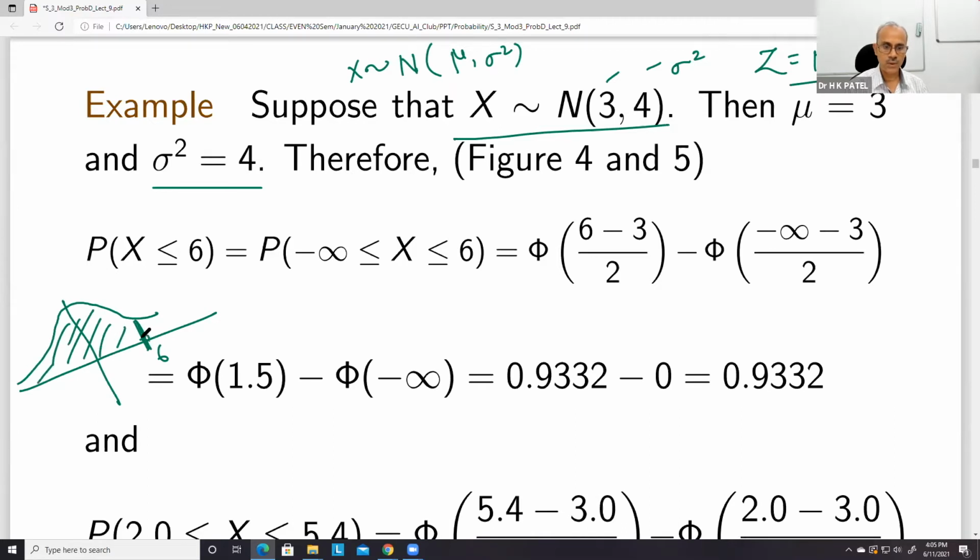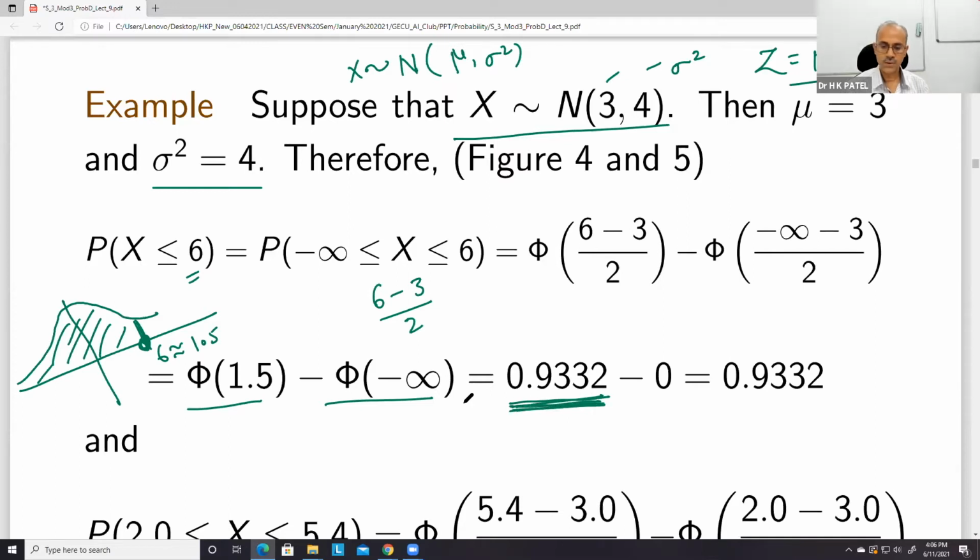And what we do then, we find the Z value corresponding to 6. So the Z value corresponding to 6 is this one: 6 minus mean, that is 3, upon sigma, that is 2. So 6 is equivalent to 1.5 in the standard normal distribution. So this is Φ(1.5) minus Φ(-∞), and this value is 0, we know that. And this we can find from the normal table.